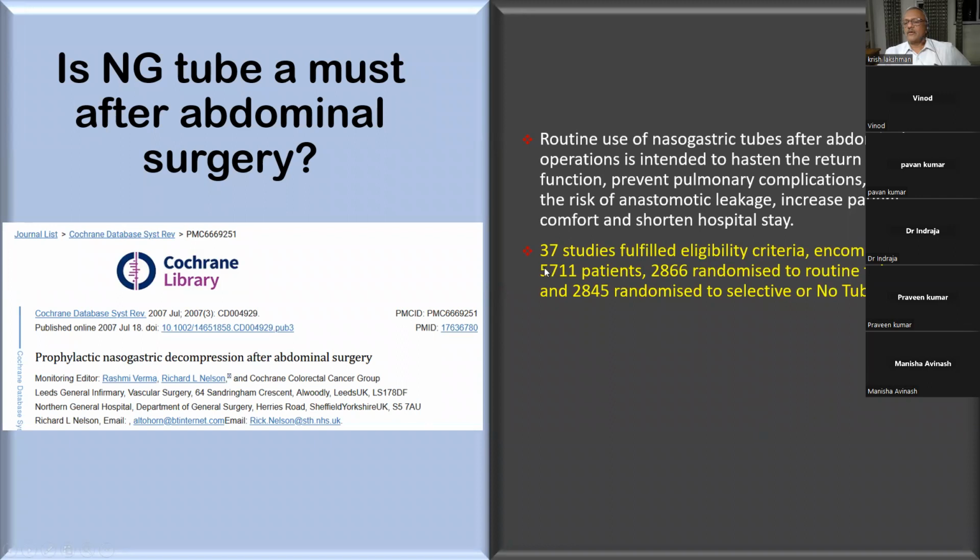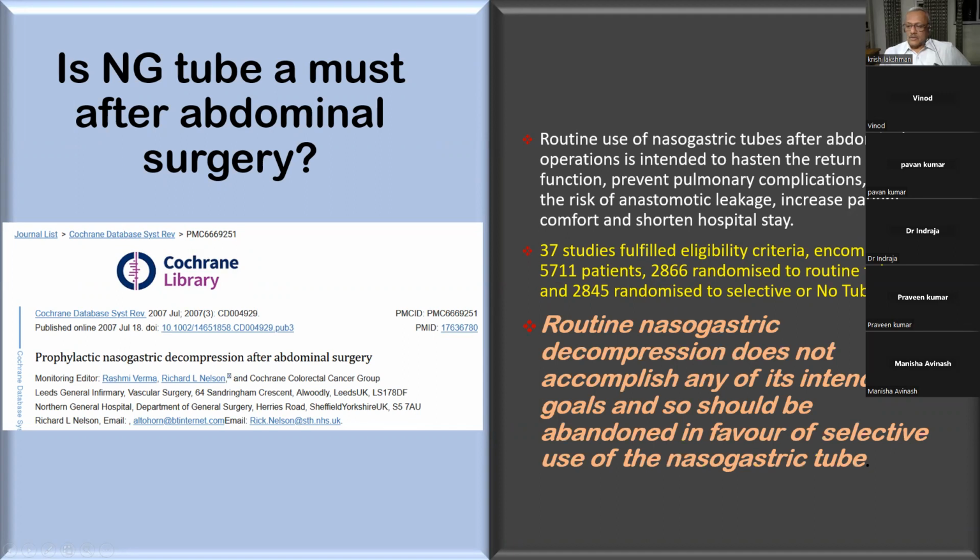So you must have evidence for everything, as I keep saying. Evidence in about 5,700 patients, routine use in 2,500 patients, more than that, randomized between routine use and no use. And it very clearly says that none of the intended advantages holds true with a Ryle's tube. So it should be abandoned in favor of selective use of nasogastric tube. So what would that selection mean to you straight away?